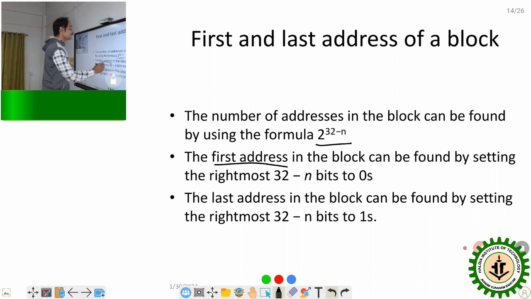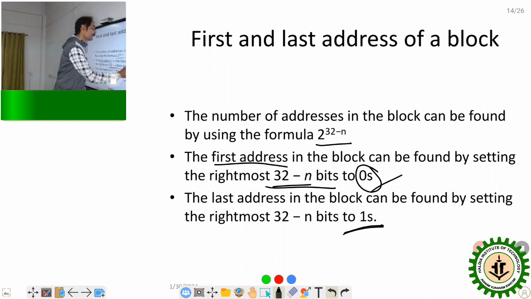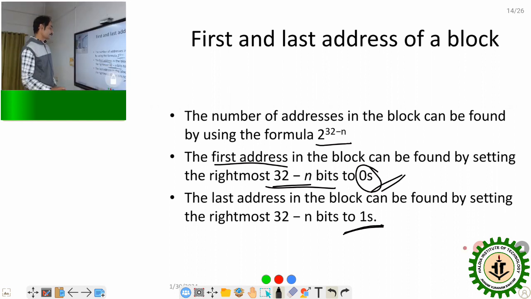And there is an easy trick: just find 32 minus n, where n is the number of bits in the mask. Once we have that, replace that many bits with 0, done at the last byte. In a similar fashion, if we replace the 32 minus n bits with ones, we get the last address. So replacing with zeros, we get the first address; replacing with ones, we get the last address.